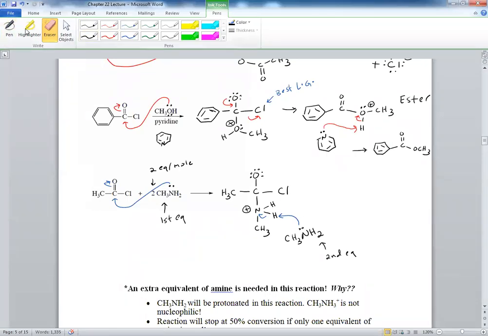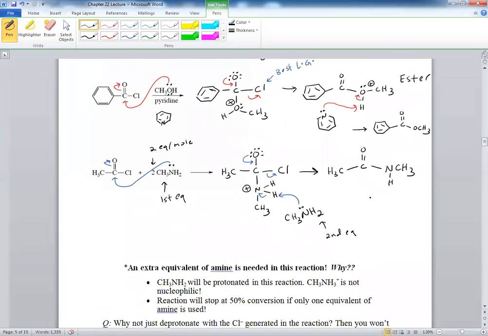And of course, we'll just do one step at a time. This is going to come down and this leaves. So you have it all in one step. Probably we can break this up into multiple pieces, but I just wanted to streamline this. So you have now this right here. So you made your amide.